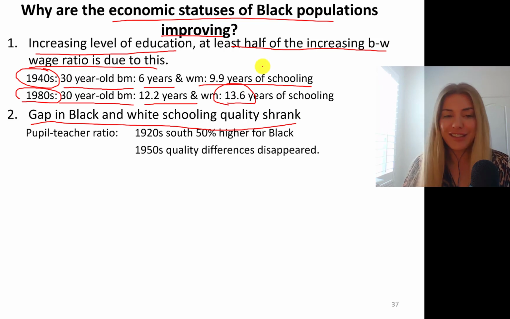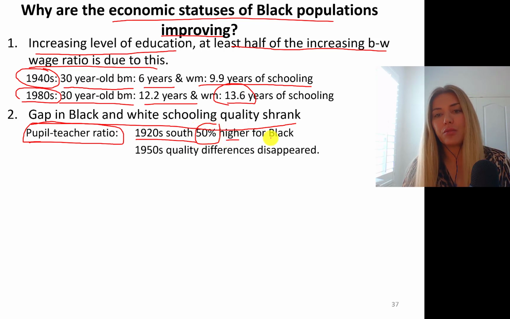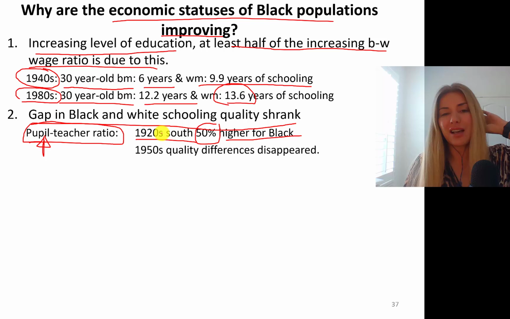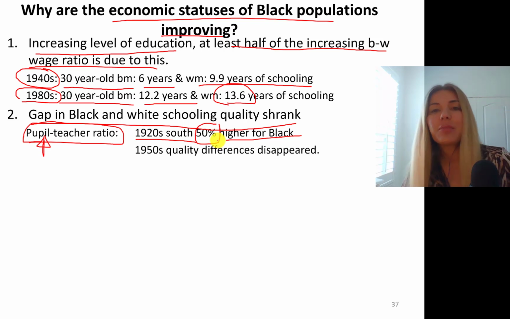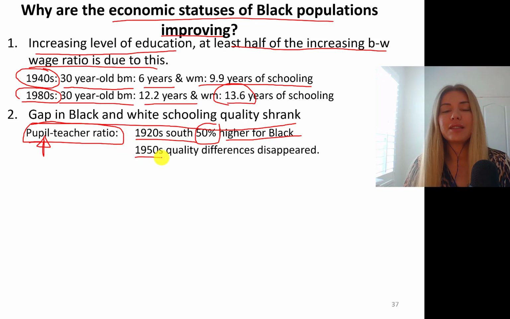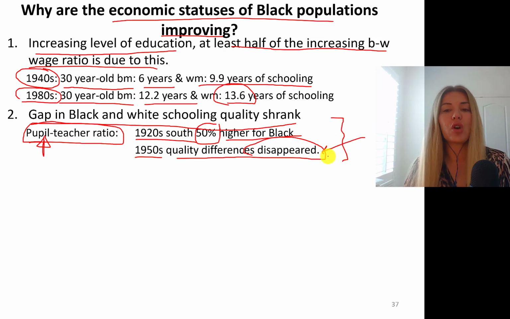Of course, it's still not perfect. So what we look at is the pupil-teacher ratio, okay? In the 1920s in the South, it was 50% higher for black students. A high pupil-teacher ratio means low quality, because there are so many students per teacher. In the South of the 20s, it was completely segregated, right? So in black schools, it was 50% higher. That's a lot. In the 1950s, quality differences disappeared in terms of pupil-teacher ratio. Of course, with integration, even though it says disappeared, I believe this is a strong statement. We still have huge gaps in schooling, but the quality differences are smaller.